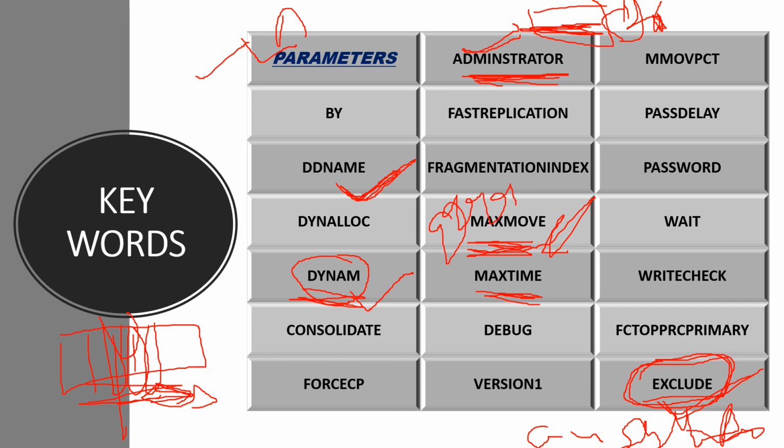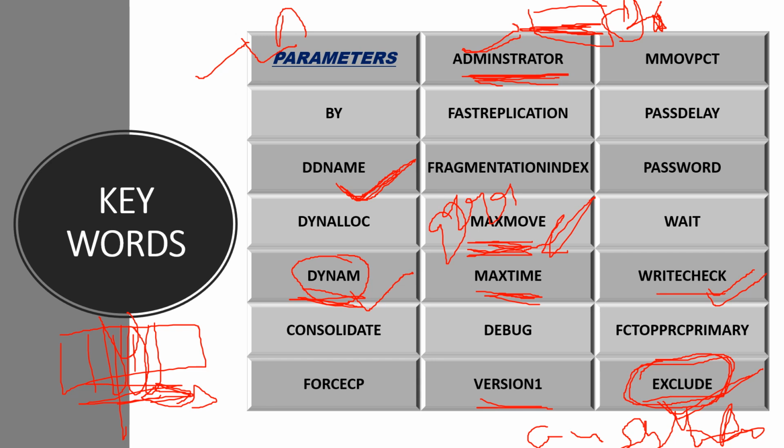So why do you sometimes use version 1? Suppose there is an upgrade from one system to another system, and you want that to run on an older system, then you will specify version 1. Write check will specify all the extents and how it will verify. It will take more time if you specify the word write check, because write check will verify all the extents when it is done.